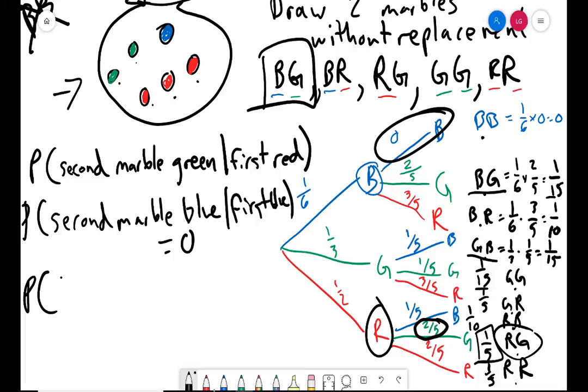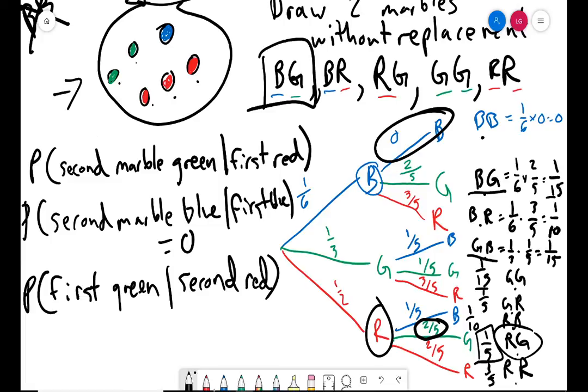Now, what about the probability that the first was green, given that the second was red? Now, here's something very different, right? It's different than the first question here.